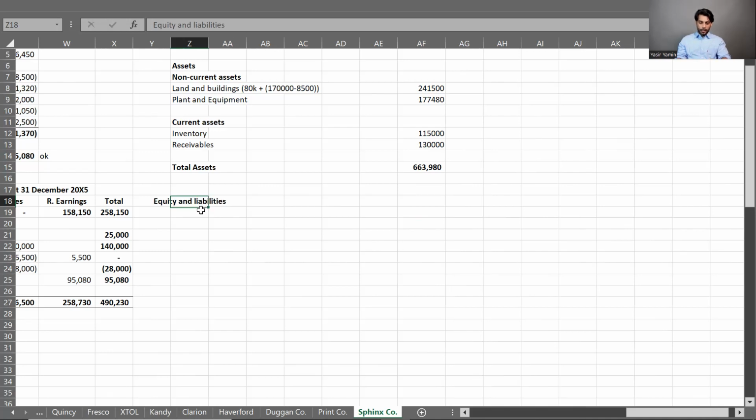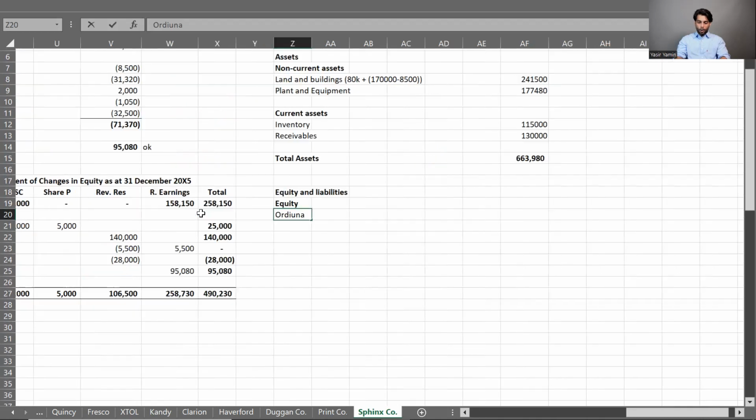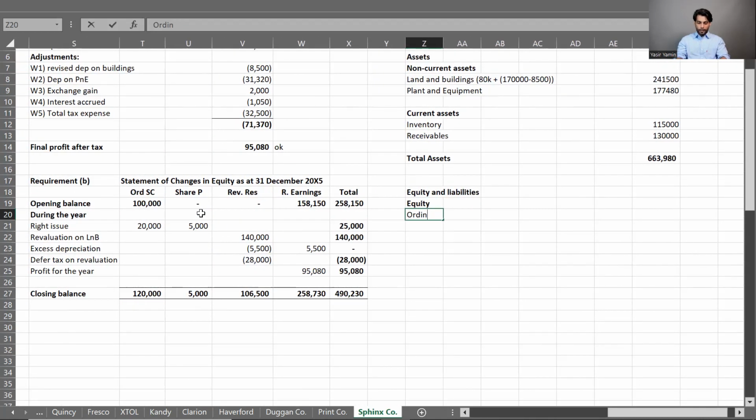Under equity and liabilities, first we will talk about equity. Under equity, we have ordinary share capital. Do you know how easy it is to prepare the heading of equity? Because you have already done it in the statement of changes in equity. Nothing unusual. So ordinary share capital, then share premium, then revaluation reserve, then retained earnings. Correct? And we have already calculated the closing balances here.